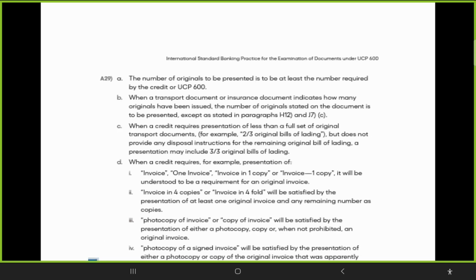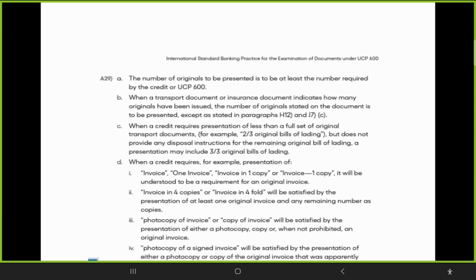Okay. The number of originals to be presented is to be at least the number required by the credit or UCP 600. So if someone asks you how many originals a document is to be presented in, you should say that how many originals it is called for as per the credit or UCP, that is the requirement. If credit says that we need a specific document in 5 originals, then it is required to be presented in 5 originals. When a transport document or insurance document indicates how many originals have been issued, the number of originals stated on the document is to be presented, except as stated in paragraph H12 and J7C.